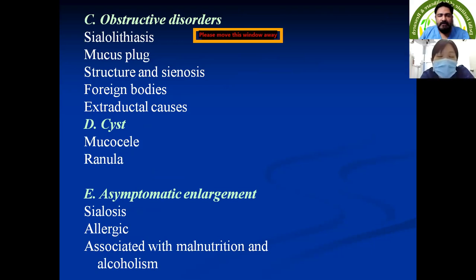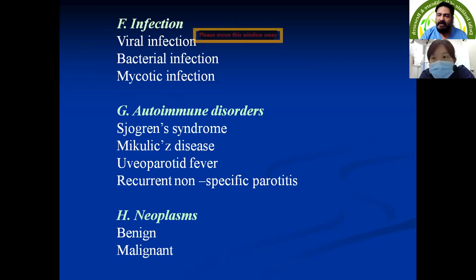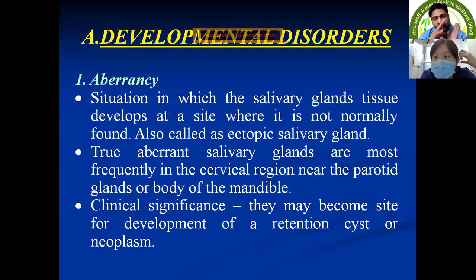Then there are cysts. Cysts are mucocele and ranula. Then asymptomatic enlargement like sialosis, allergic, associated with malnutrition and alcoholism. Infections: viral, bacterial and mycotic infections. Autoimmune disorders such as Sjögren syndrome, Mikulicz disease, uveoparotid fever, recurrent non-specific parotitis. Then neoplasms such as benign and malignant. Again, these classifications have sub-classifications.